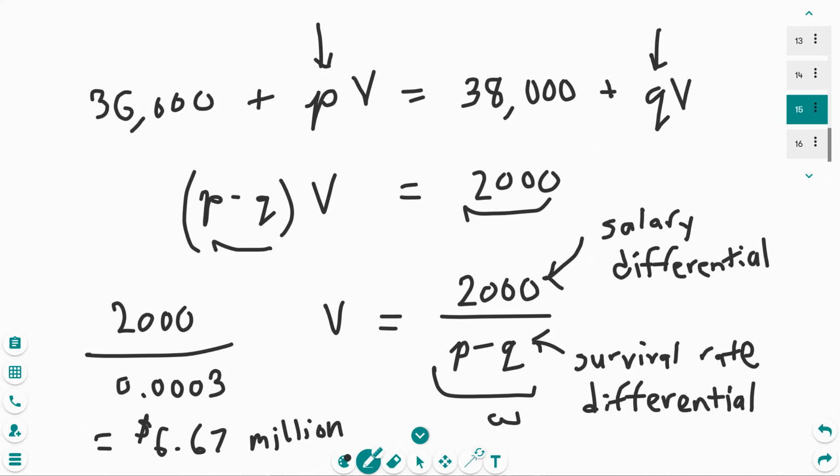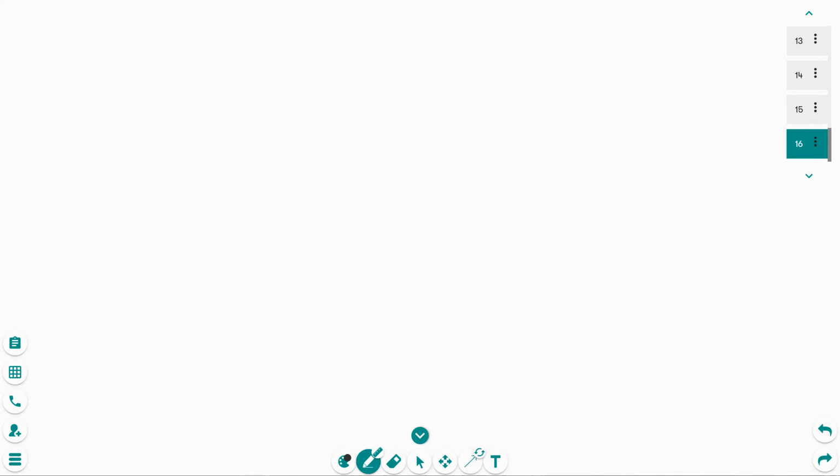Okay, so these are some of the common ways of trying to back out what this value of a statistical life is: using consumer purchase studies, as well as what are called wage risk studies, which are doing exactly this analysis of looking at the extra money that people have to be compensated in order to take on extra mortality risk. Those are two common ways of doing it.